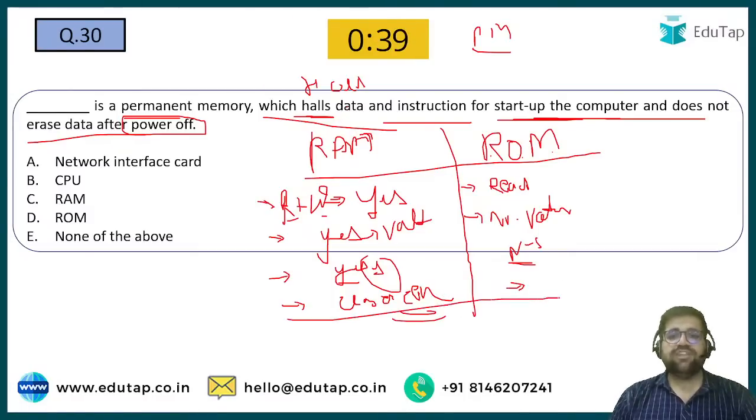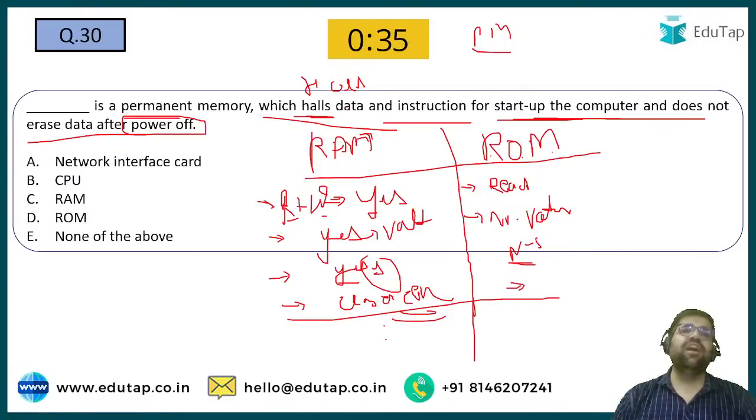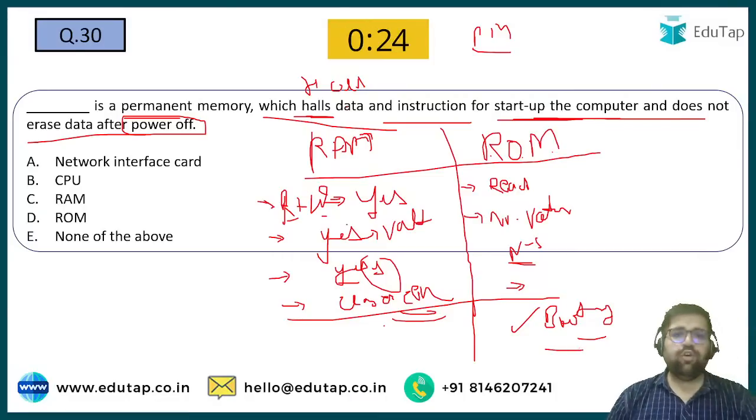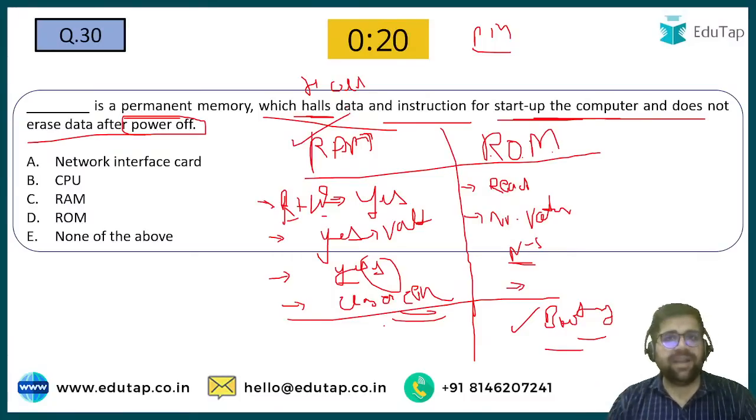One last point which I would like to tell you: RAM is not that necessary for booting up a computer, but ROM is a kind of memory which is required for booting a computer. It will hold certain data which will help your computer to start. So this particular table is surely going to be asked in your exam. So I'm repeating this for you. RAM and ROM both are a kind of primary memory only.